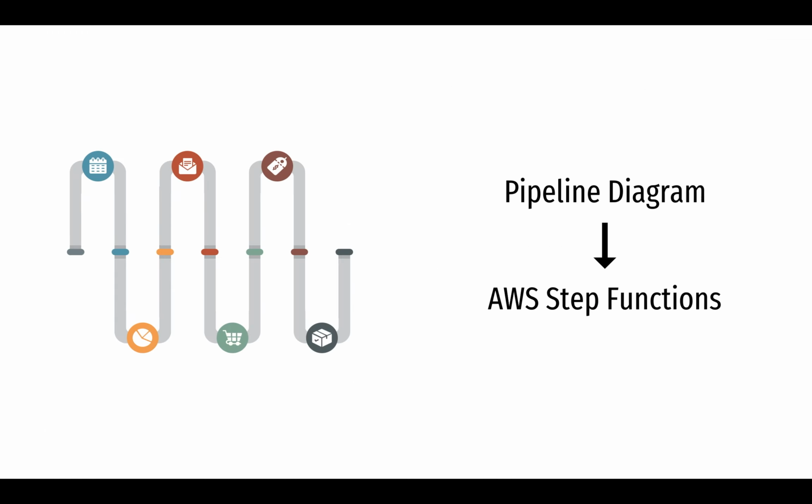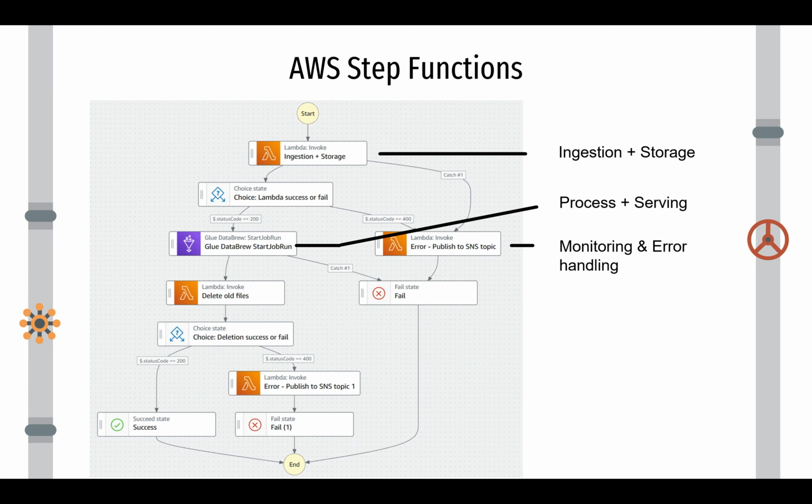Yeah, so we actually translated this pipeline diagram into AWS Step Functions. So what is AWS Step Functions? It is our workflow orchestration. As you can see here, workflow orchestration is when we put each individual step all into one giant function that contains our entire data pipeline.